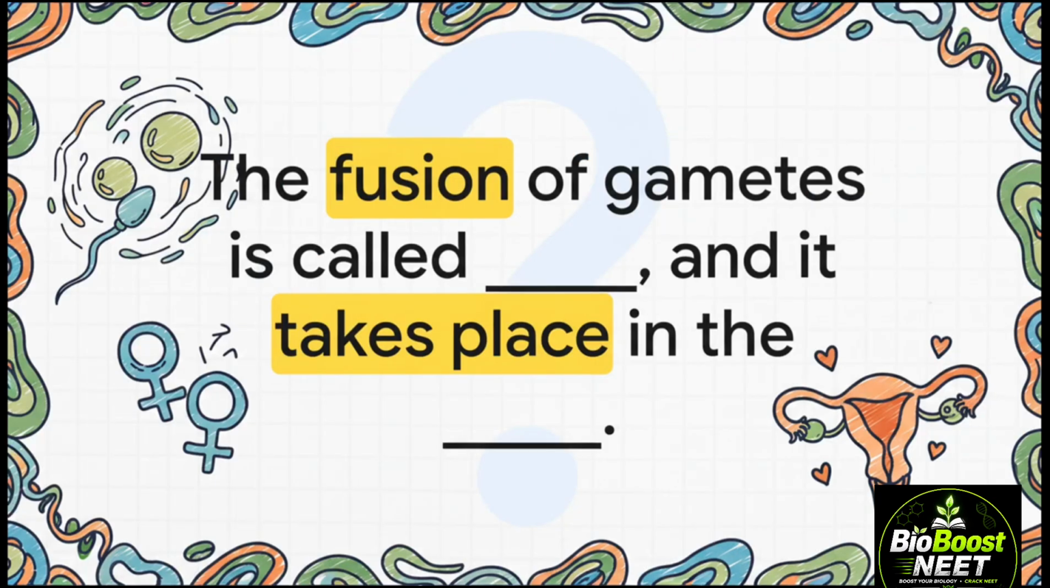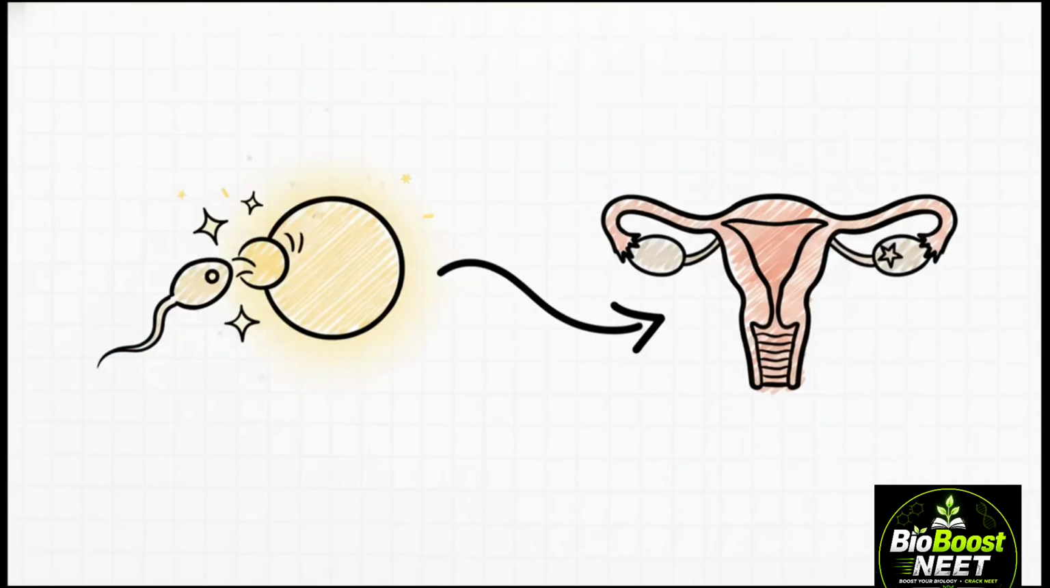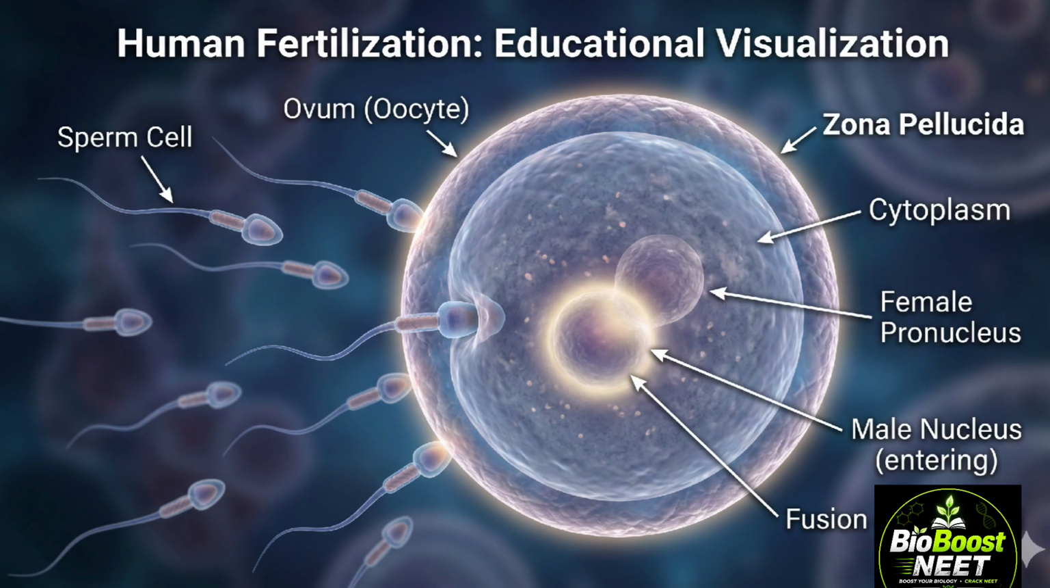Okay, here's your first question, a classic PYQ. The fusion of male and female gametes is called blank, and it takes place in the blank. Read the options carefully, take a second, pause if you need to, and think about the answer. And the correct answer is B, fertilization, ampulla. The fusion itself is called fertilization, and the specific location is the ampullary region. This is a fundamental concept and a very common question. If you got that right, fantastic.